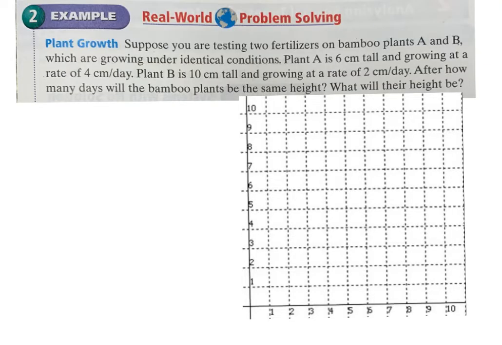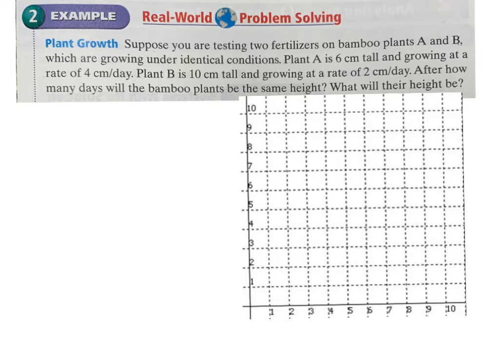All right, so suppose you're testing 2 fertilizers on bamboo plants A and B, which are growing under identical conditions. Plant A is 6 centimeters tall and growing at a rate of 4 centimeters per day. Plant B is 10 centimeters tall and growing at a rate of 2 centimeters per day. After how many days will the bamboo plants be the same height? What will their heights be?